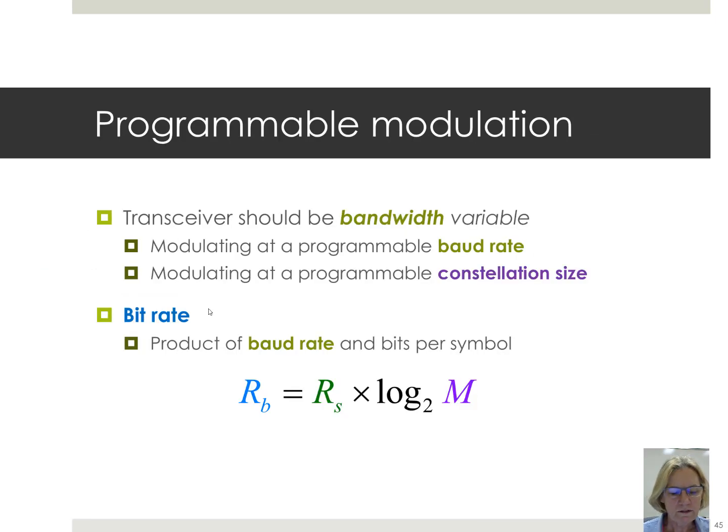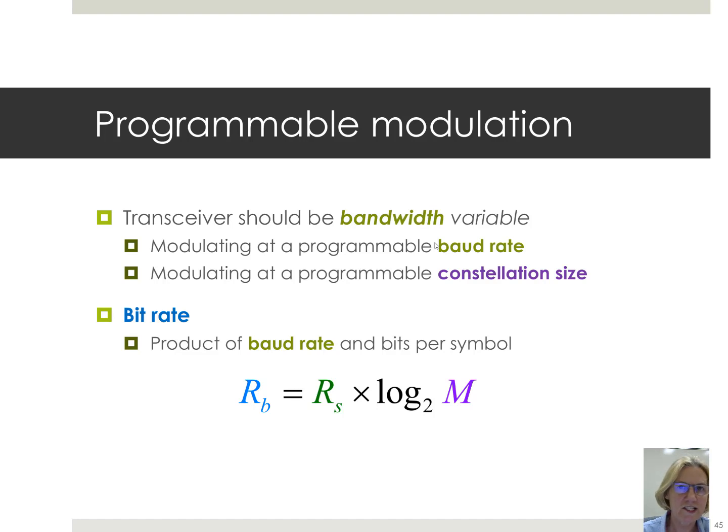So one of the key enablers was to have programmable modulations. If I want to be able to have a reduction in the number of transceivers, I want to have a transceiver which could be bandwidth variable. That means that I could modulate at a programmable baud rate. Baud rate is also known as symbol rate, and it's the rate at which I am sending information. So it's not the bit rate.